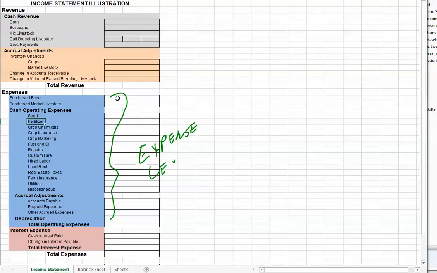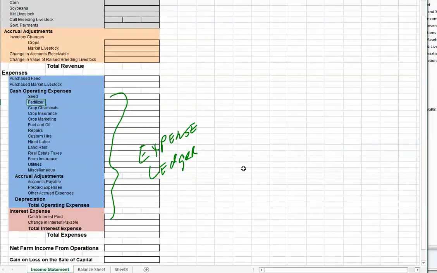If you were building this in Excel, you would simply put a link there. There's no actual typing into the income statement. Everything comes from the chart of accounts. The chart of accounts is the detail in your record keeping system, and your balance sheet and your income statement are simply your summaries.